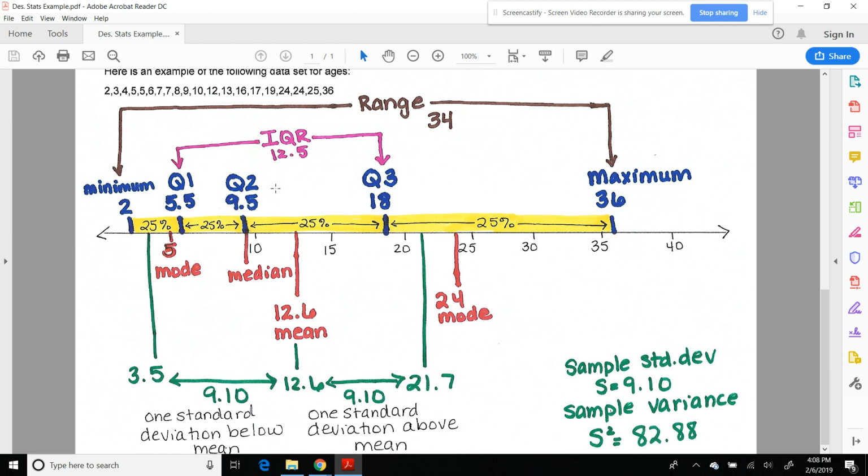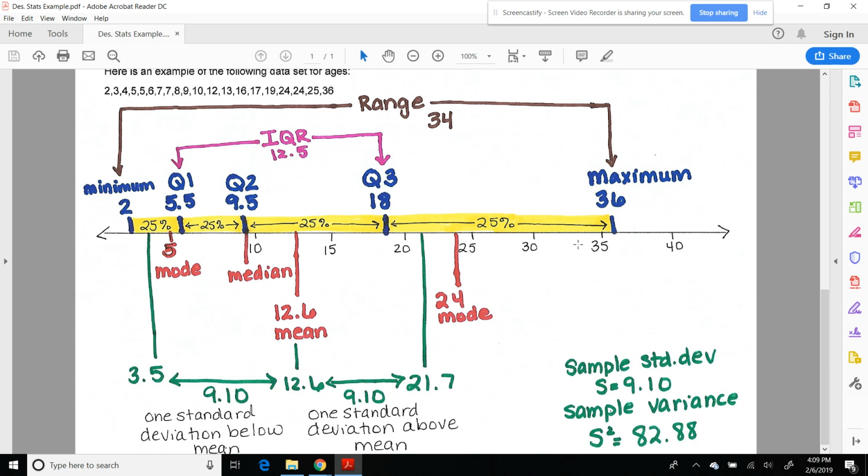I'm not going to make a box plot in this video, but there are other videos that show you how to do it. One more very important thing I want to drive home is this area in yellow. 25% of the data will occur from the minimum to Q1, 25% will occur from Q1 to Q2, 25% will occur from Q2 to Q3, and 25% will occur from Q3 to the maximum.